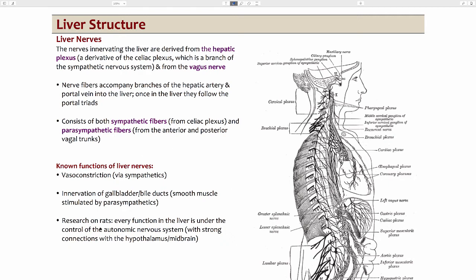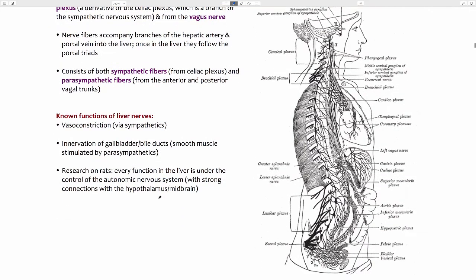Interesting research on rats showed that every function of the liver is under the control of the autonomic nervous system, with connections with the hypothalamus. So the autonomics really help to regulate all of this, and we've seen that tremendous autonomic presence in the digestive tract and the importance there as well.